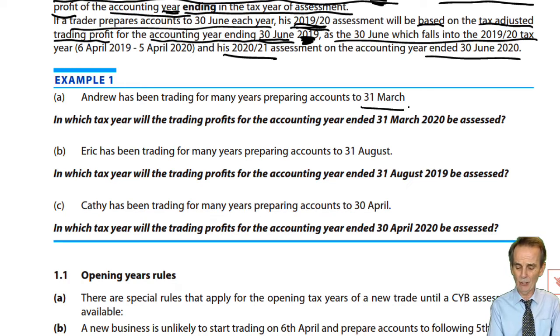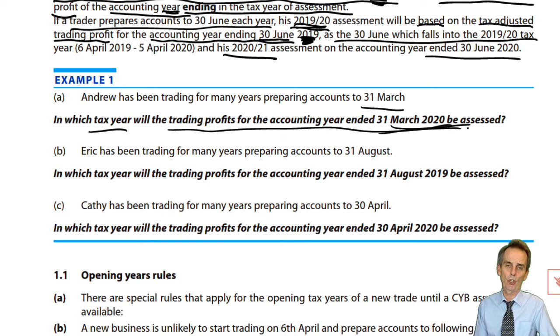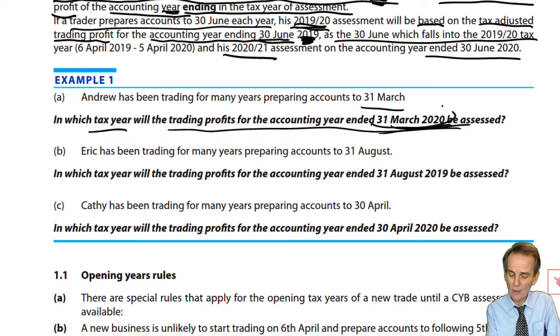Andrew prepares accounts to the 31st of March. Which tax year will we assess the trading profits of the accounting year end 31st of March 20? Now that's not quite the 5th of April, but it's as close to the end of the tax year using a normal month end that we can get. So 31st of March 20. Which tax year does that fall in?